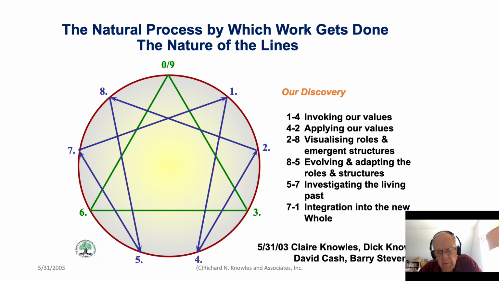And then we move from 2 to 8. As we do this work, we begin to visualize new ways in which we can organize ourselves to do the work. And new structures begin to emerge, like ad hoc teams or something. And as we go from 8 to 5, we're actually beginning to apply those new structures and roles to how we're doing work. And when we move from 5 to 7, we are trying to understand how that happened and how we can do it better, what's going on, what have we learned, and what new potential is there. And when we move from 7 back to 1, we're integrating what we've learned back into the new whole for the next cycle. So each of these lines has important meaning for us.